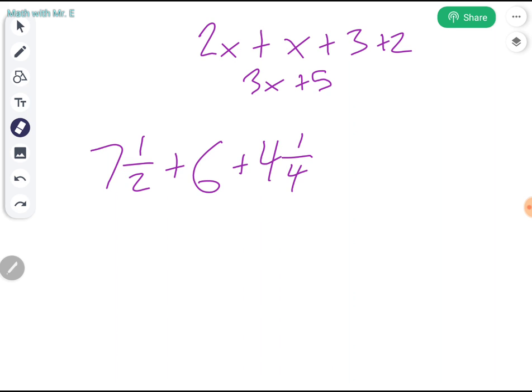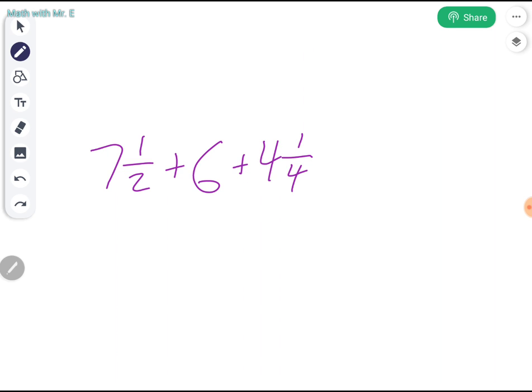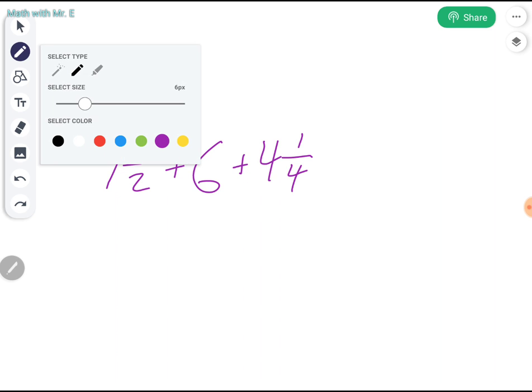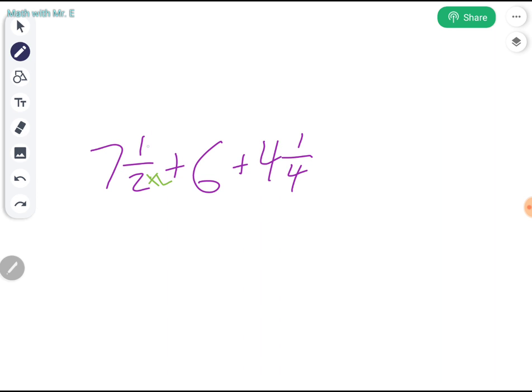So in this case, all three of our numbers here, we've got 7 1/2, 6, and 4 1/4. Those are all just our normal rational numbers. No variable with those, so we can combine those by adding them. So we'll add 7 1/2 plus 6 plus 4 1/4. With 7 1/2 and 4 1/4, we need to have the same denominator. In this case, that'll be fourths. So we can multiply these by 2, and we'll get 2 times 1 and 2 times 2, so we get 7 2/4 plus 6 plus 4 1/4.